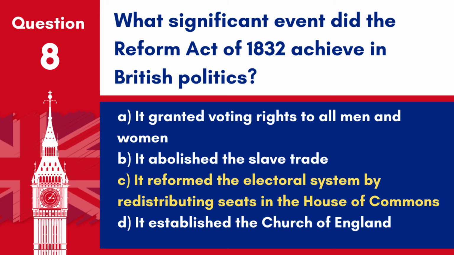Answer: C. It reformed the electoral system by redistributing seats in the House of Commons. The Reform Act of 1832 significantly changed the British electoral system by redistributing seats, broadening the voter base, and reducing electoral corruption, marking a shift towards more representative government.